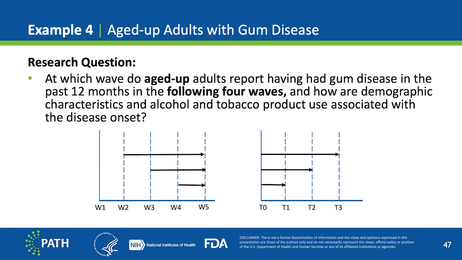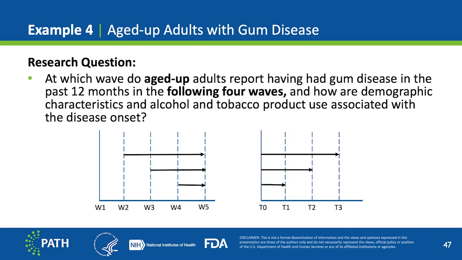Once the youth turned 18, they started completing the adult interview. We call them aged-up adults. The youth may become aged-up adults anytime between wave 2 to wave 5, but our study period stops at wave 5. We would like to see, until wave 5, whether those aged-up adults reported gum disease in the past 12 months at any wave between their first adult interview and wave 5, and how the demographics or alcohol and tobacco products use will be associated with this disease time.